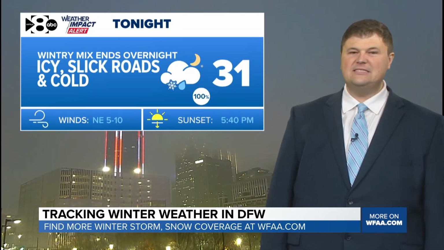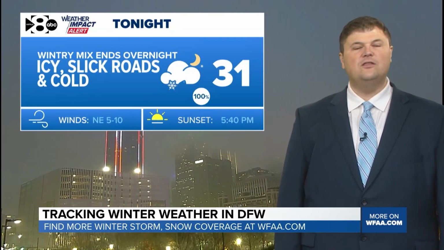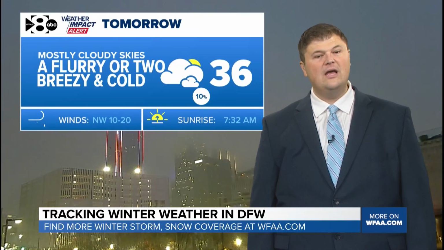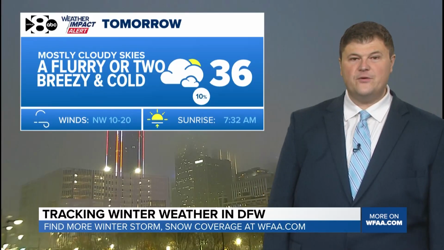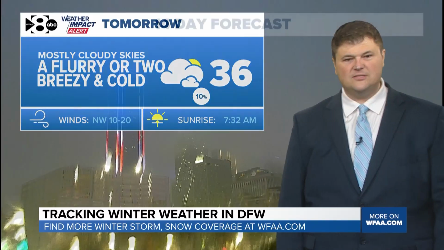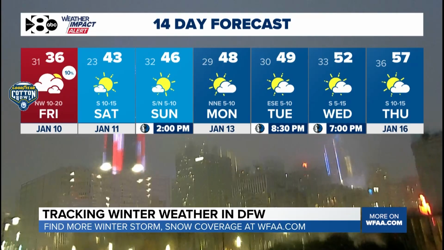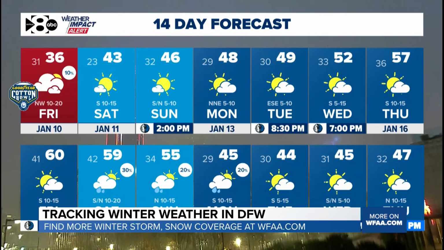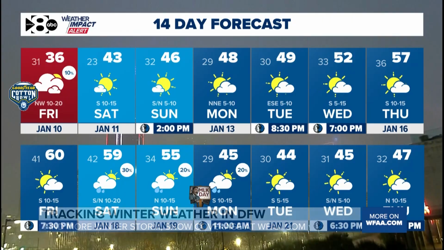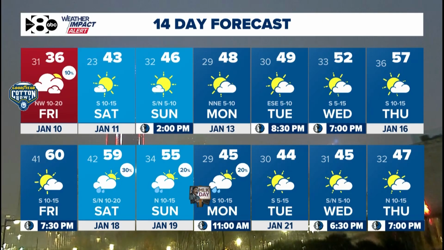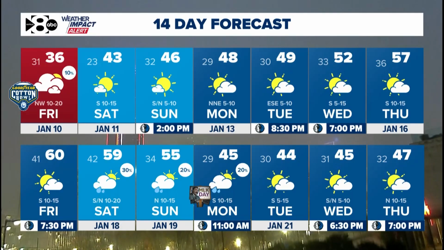So tonight we continue with icy and slick roads. The wintry mix does not end until overnight tonight. 31 degrees tomorrow, 36 the day after, several degrees above freezing. We will see a little bit of that melt. A flurry or two would be possible. In the 14-day forecast, it has 43 Saturday, 46 Sunday. That's why we'll see a good amount of melting, but lows do go to freezing or below both mornings, and we are warming back up, Jason.